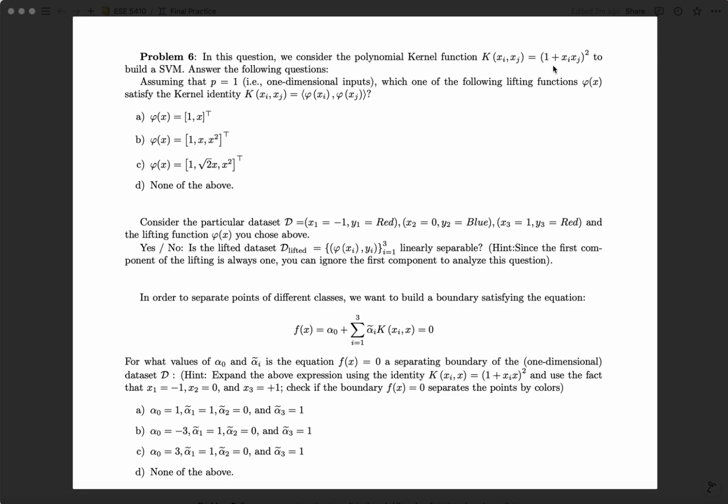The first way, which is the official solution, is to expand the polynomial kernel. So this becomes 1 plus 2xi xj plus xi squared xj squared. And then we can compute the inner product of phi xi by phi xj for each of these options and see which one of them equals the expanded version of our polynomial kernel equation. And let's look at that.